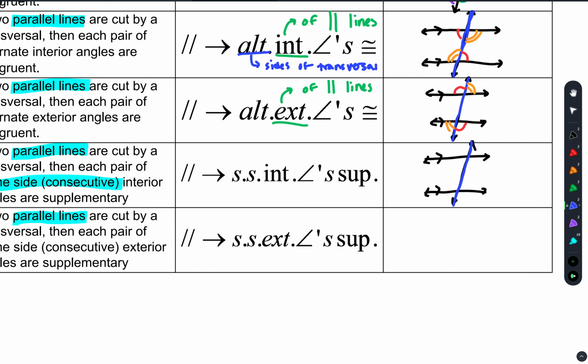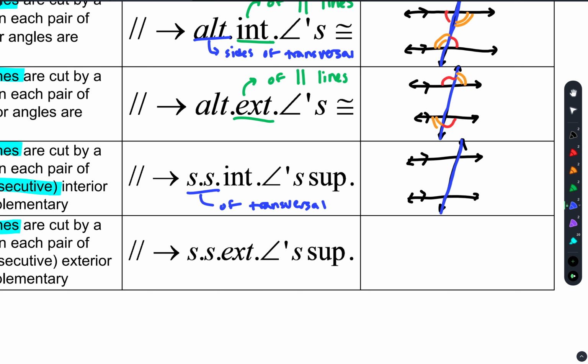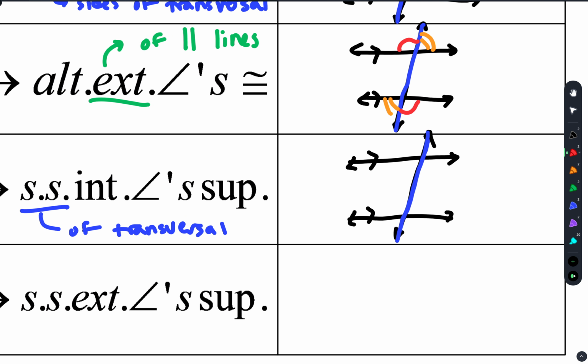And if my angles are on the same side of my transversal, it means they're either both going to be on the left or they're both going to be on the right. Same side interior, I'm expecting those two angles to be on the inside of my railroad tracks. So that's going to look like in this diagram, this angle here and this angle here. Notice, I am not saying that these two angles are congruent. I'm saying that these two angles are going to add up to equal 180 degrees.